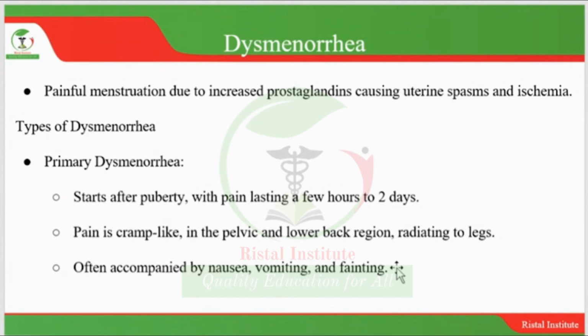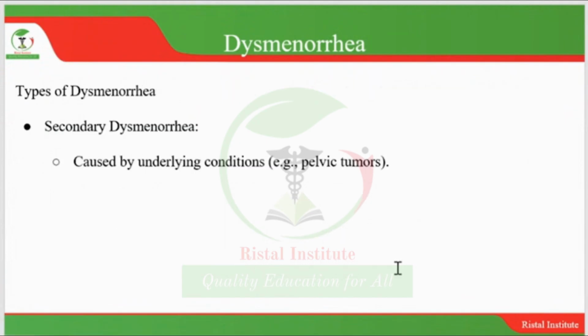Then the pain is cramp-like in the pelvic and the lower back region, radiating to the legs, often accompanied by nausea, vomiting, and fainting. So that is primary. Then secondary dysmenorrhea. This one is normally caused by underlying conditions, for example, pelvic tumors.